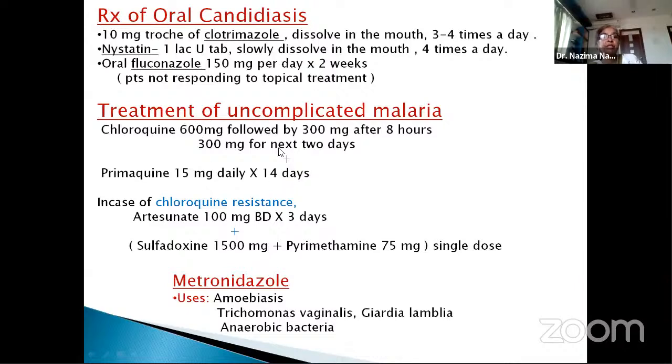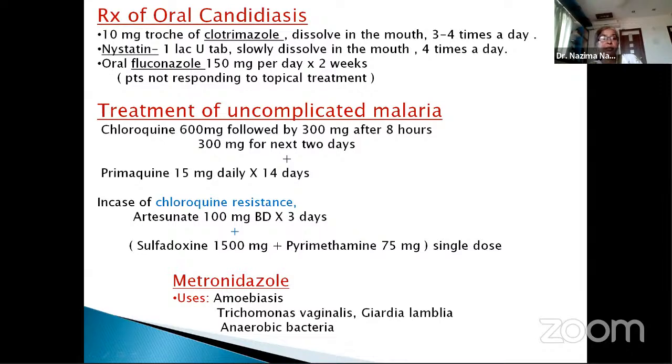This was the therapy which was given earlier, but nowadays because of the chloroquine resistance which has been developed, other drugs like artemisinin based combination therapy are given, which includes artesunate 100 milligrams BD, that is twice a day for a period of 3 days, which is combined with sulfadoxine 1500 milligrams plus pyrimethamine 75 milligrams as a single dose. So this combination is used nowadays in case of chloroquine resistant malaria.